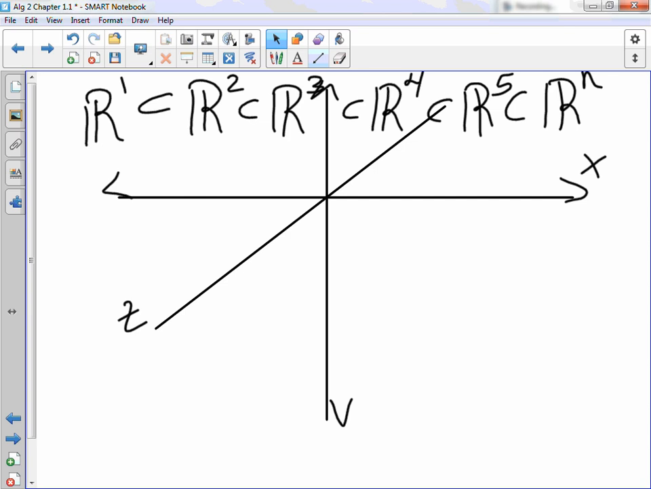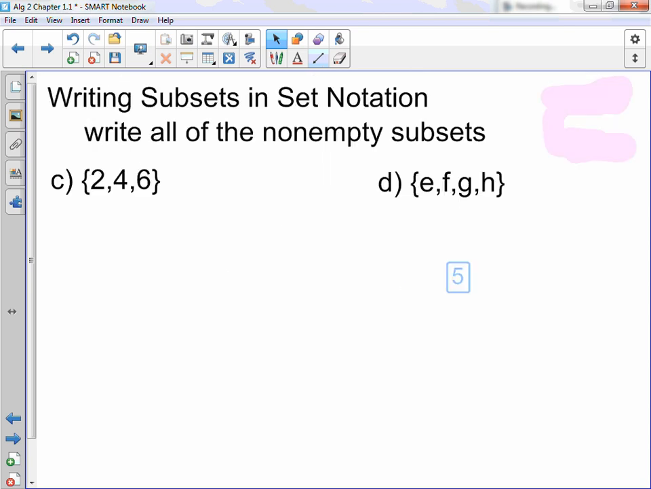Does this make sense? It's really at the core, what sets and subsets are is just groups. It's a group of items, a group of things. Okay? And set builder notation is a way to write them. Okay?